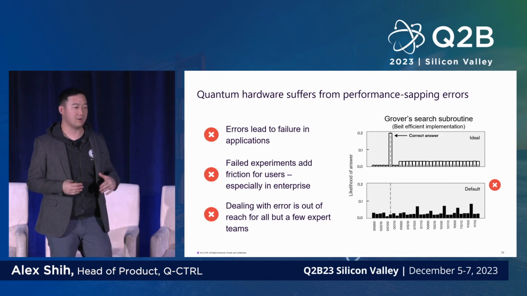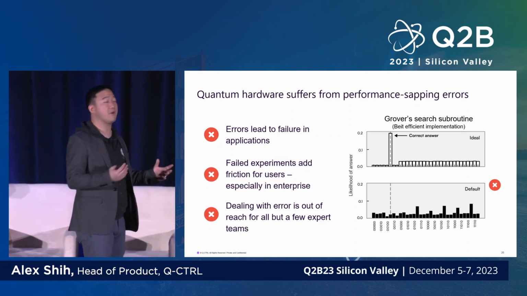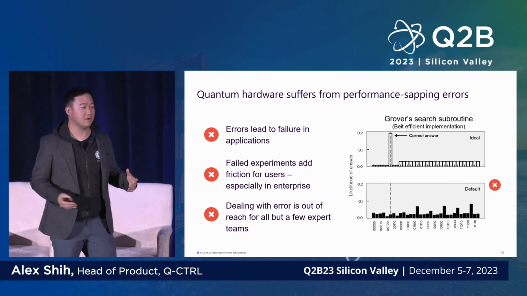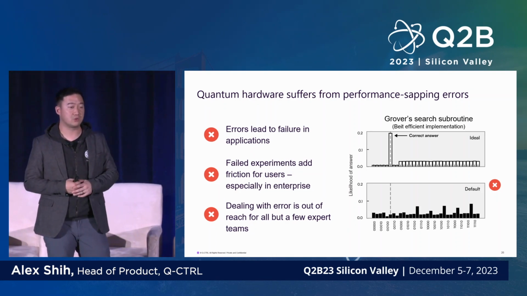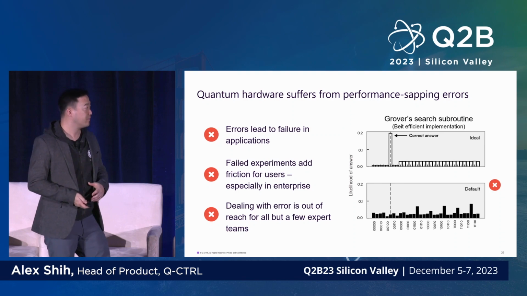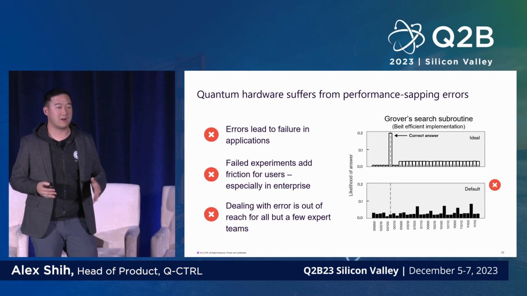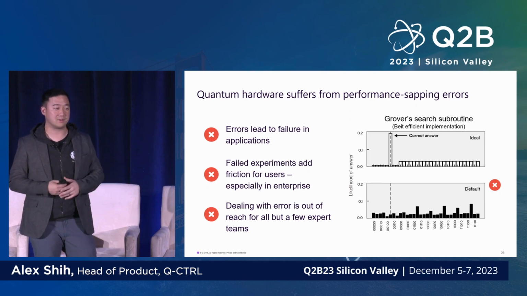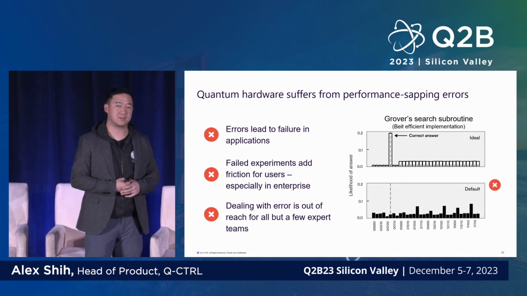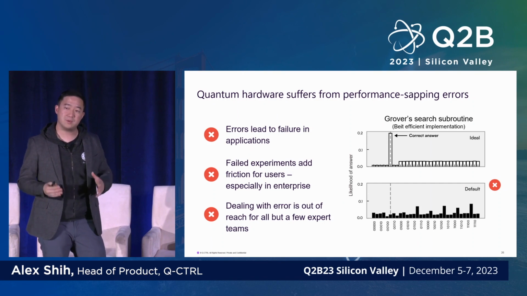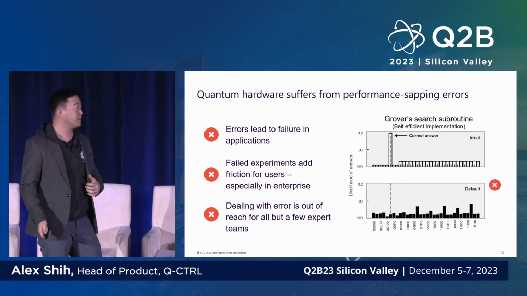If you go to any of these conferences, I came from another conference earlier this week, we would often hear about frustrations that users had because of the lack of any kind of error reduction tools available out of the box or accessible to them. And then dealing with this error, again, is often out of reach for a lot of enterprise users, even for academics. They spend all their time trying to come up with techniques just to reduce these errors, suppress the noise, but it's still limited to a small cohort of experts.